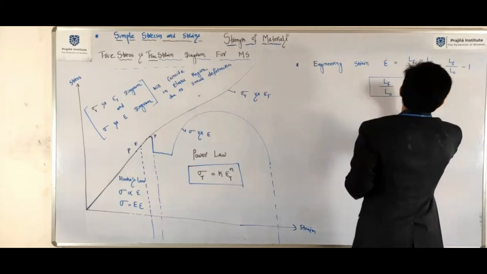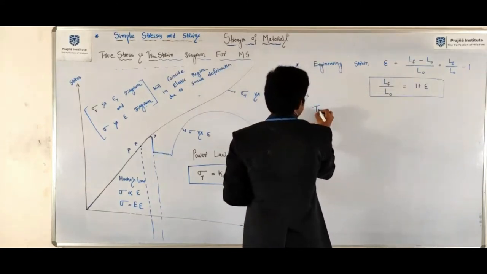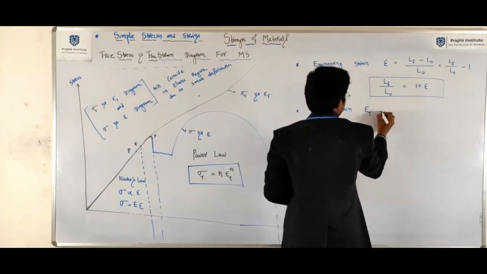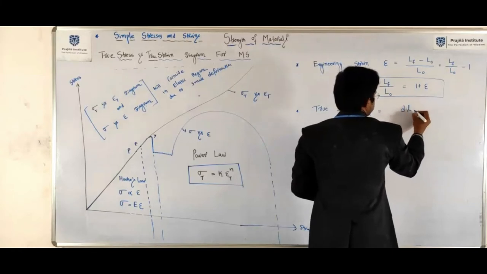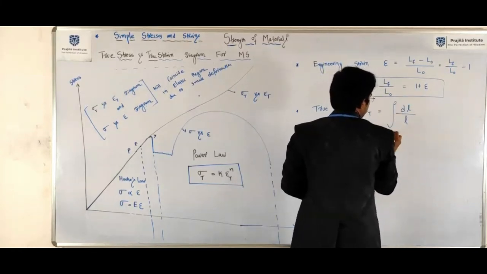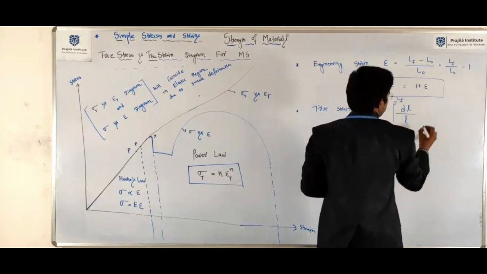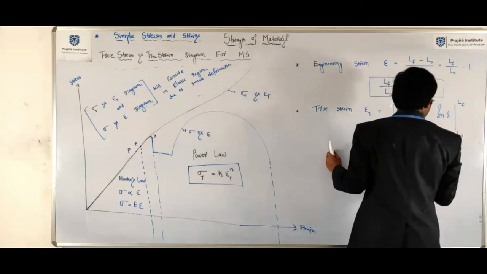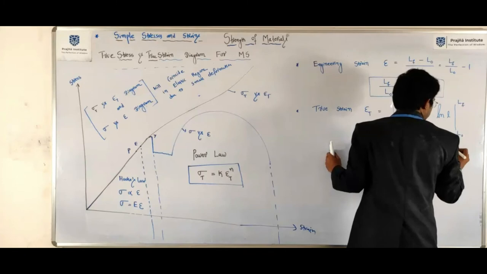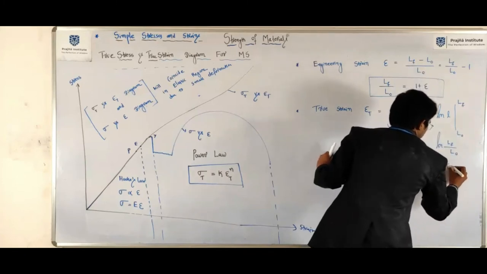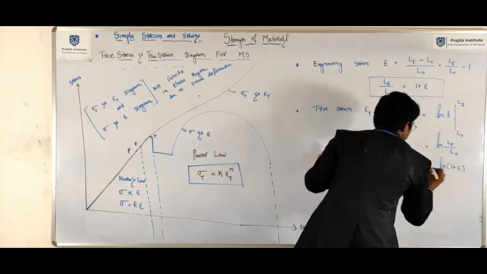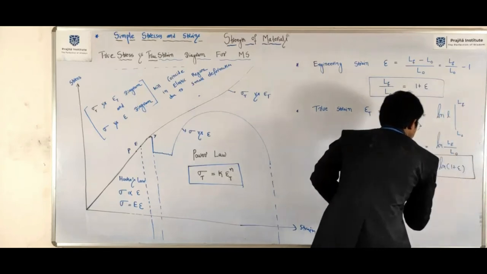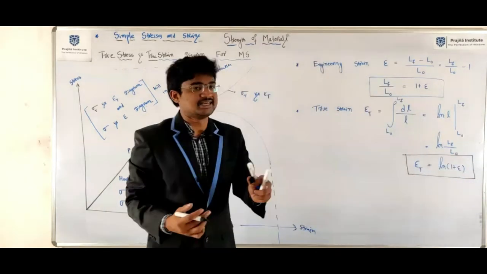Now, true strain is nothing but the integral of dL by L from L original to L final. It is ln L from L original to L final, finally ln of L final by L original, which is ln of 1 plus epsilon. Epsilon T is equal to ln(1 plus epsilon). This is the relationship between true strain and engineering strain.